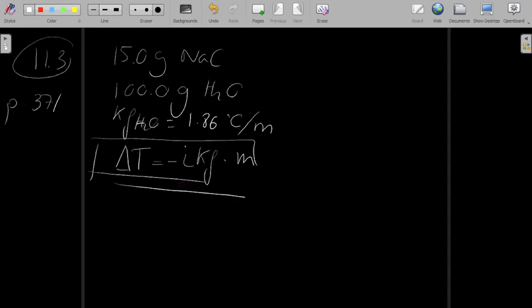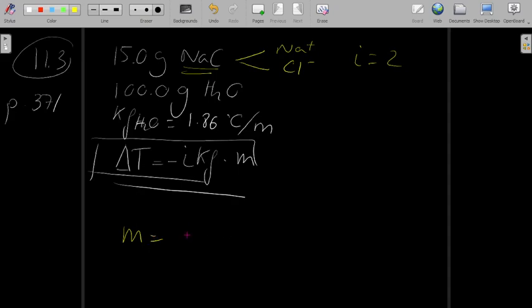So the first thing we need to do is find i. I have an ionic compound. This breaks into sodium and chloride ions. That makes my i 2, because I have to count how many ions this breaks into. 2 ions, i equals 2. Great, I have i. Do I have Kf? Yes, that was given to me. Do I have molality? I don't see molality here anywhere. I need to find molality.